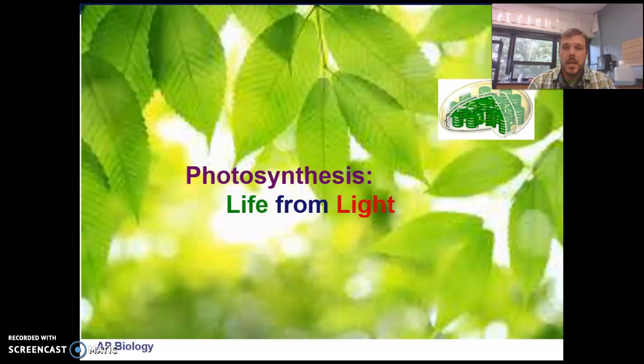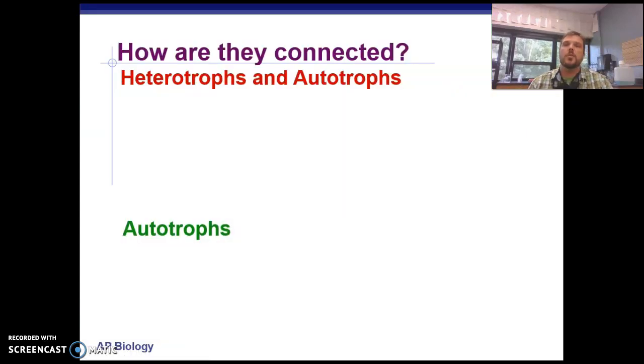So here we go. It's very important to look at it as a chemical reaction, and also from an ecological standpoint. From the ecological standpoint, we've got two different types of organisms: heterotrophs and autotrophs. Hetero means different, auto means self. Heterotrophs need to get their energy from some different source, and autotrophs make their energy for themselves.